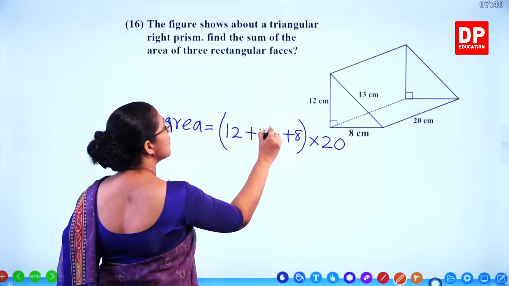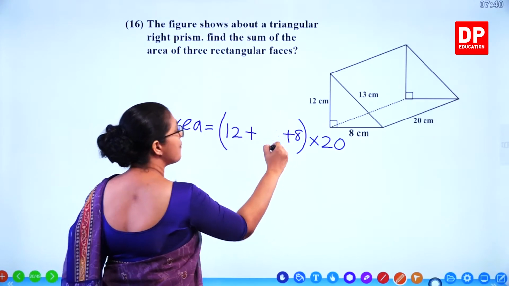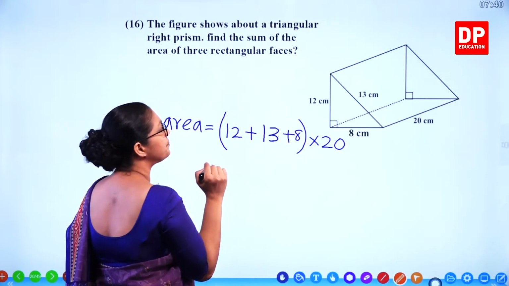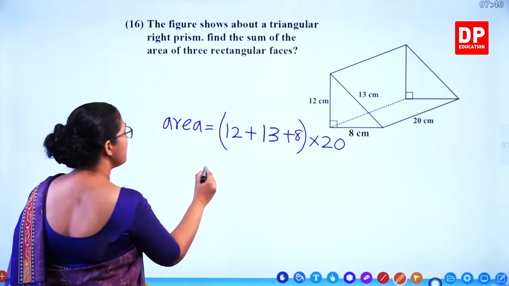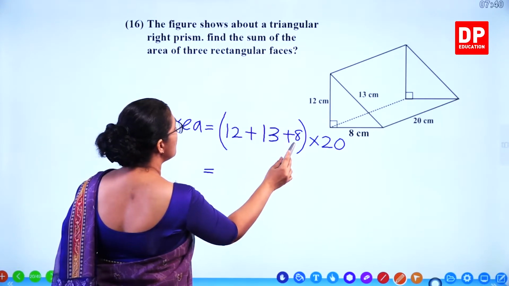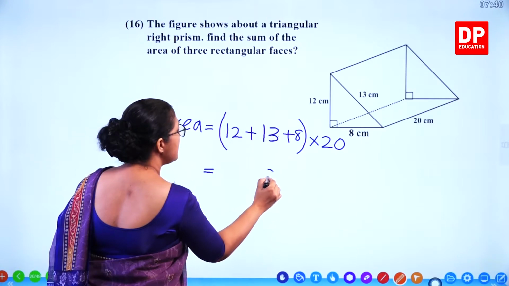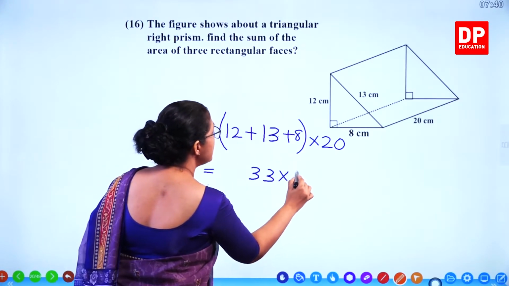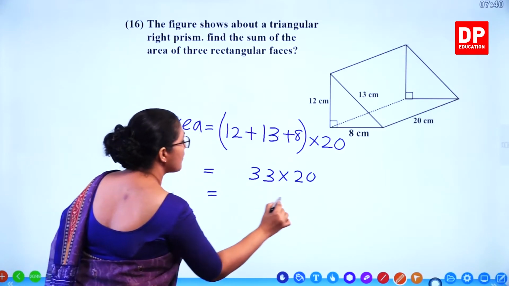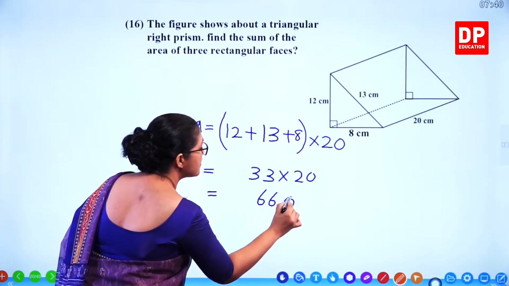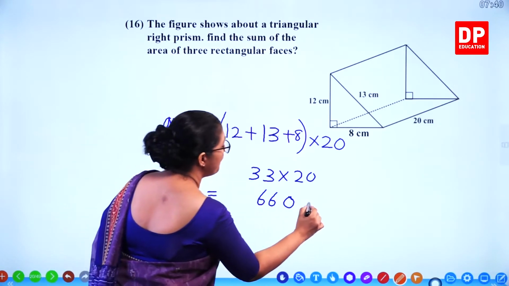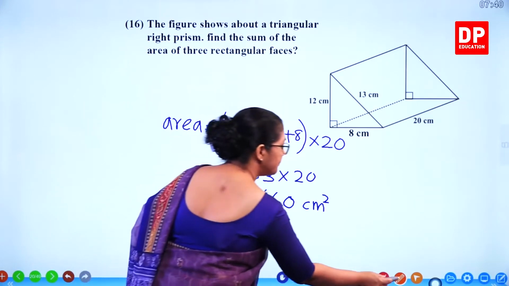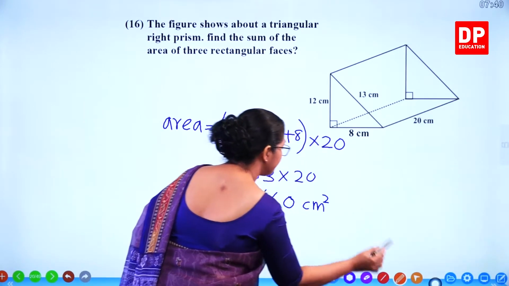So this should be 13, not 20. So 13, and just add it and multiply by 20. So 8, 10, 13, 1 remaining, 33 times 20. 660 square centimeters, because this is about area. So 2 marks.